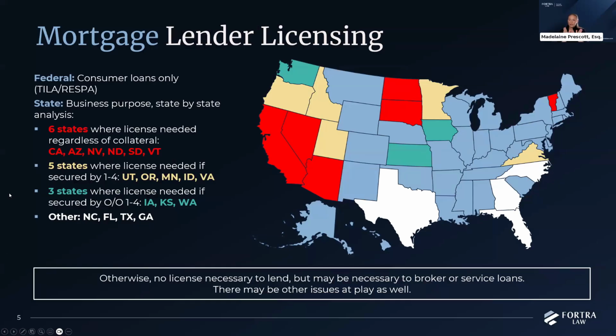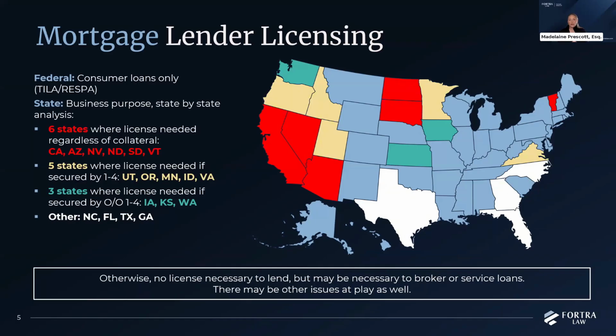And here's a little graphic for you guys. The blue states aren't listed, but generally for business purpose loans in the blue states, you don't need a license. But the red states, as you can see, there's 6 of them. You do generally need a lender's license, regardless of your collateral type or your borrower type or anything like that. Nevada, for example, is incredibly strict on this. So you want to make sure you're addressing any licensing requirements that you might have in these states.